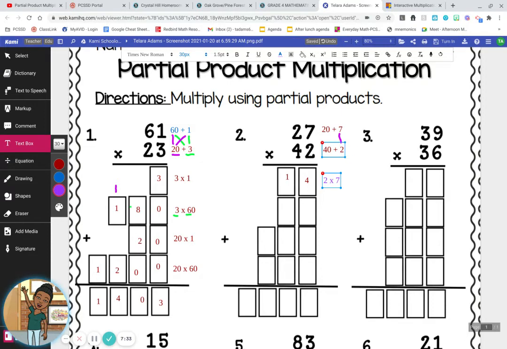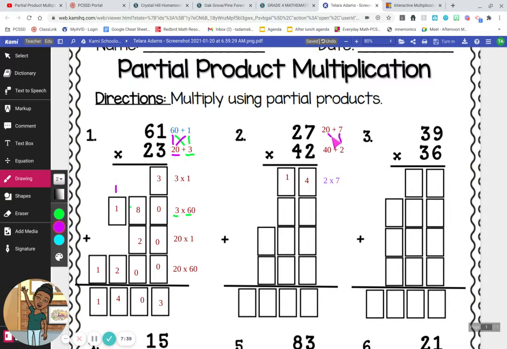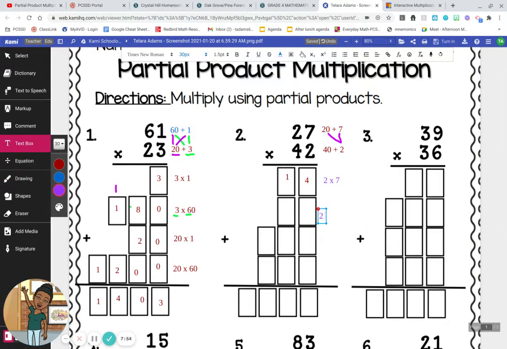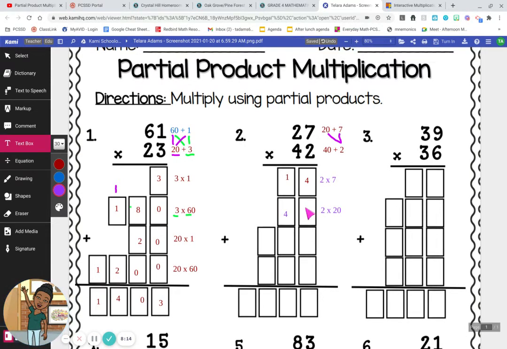Now 2 times 20, because I want to multiply my tens place. You don't have to draw these lines. I'm just showing you what I'm multiplying. First, I multiplied 2 times 7, my ones place. Now I'm multiplying 2 times 20, my tens place. I'm going to show my thinking. 2 times 20. Oops. I just use an X for a multiplication symbol. Makes it easy. 2 times 2 equals 4. Add my 0, 40.